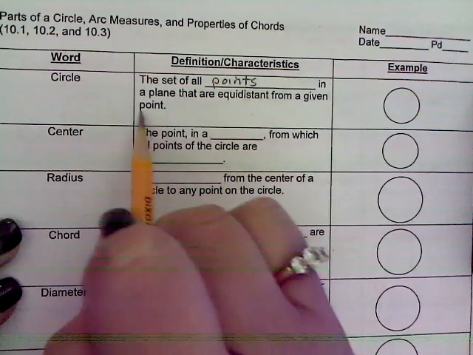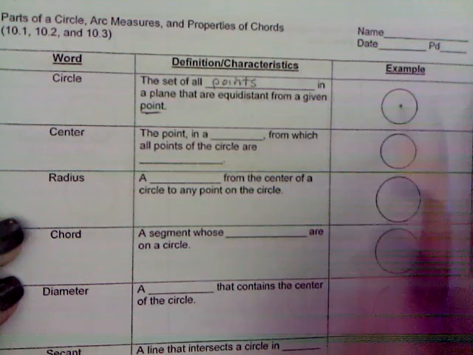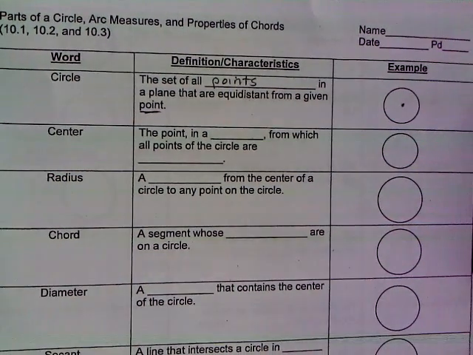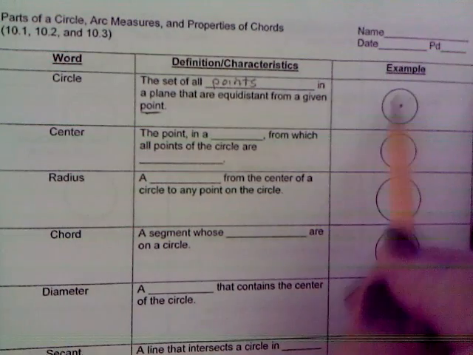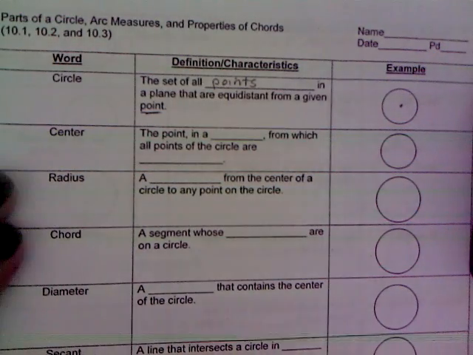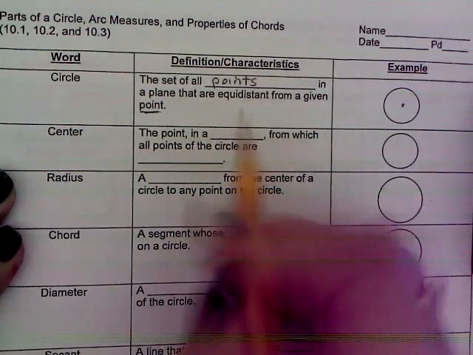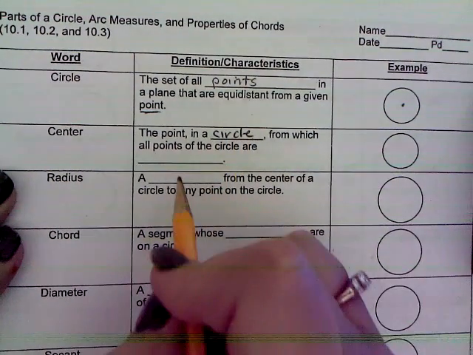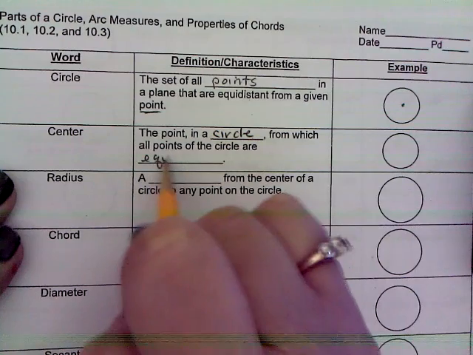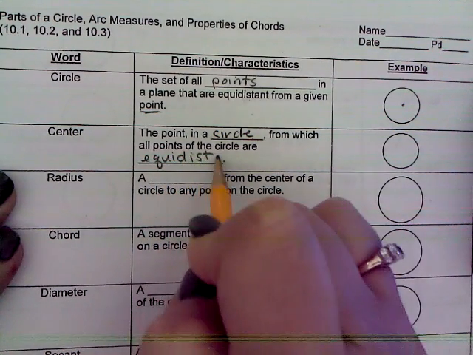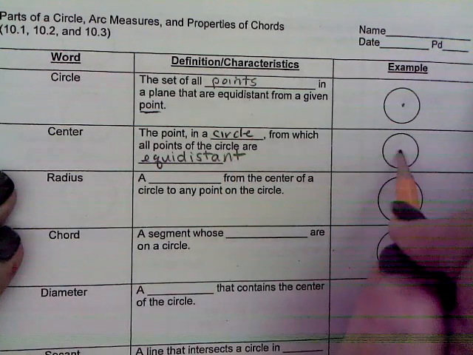The equidistant point from the given point is the center of my circle. The center of my circle, and then all of the points around are equidistant. That's how it makes a circle. The center is the point in the circle from which the points are all equidistant, what I just said. Equidistant. Which is always in right here.